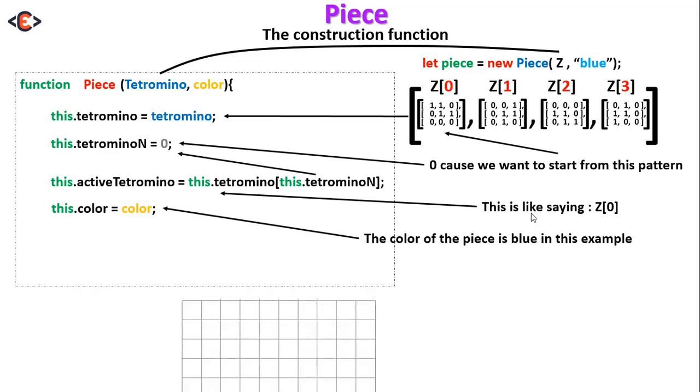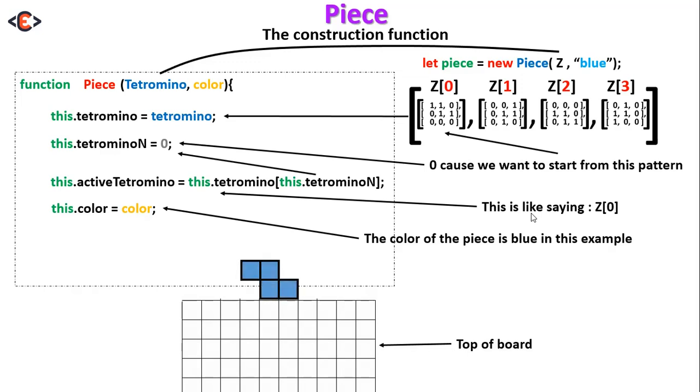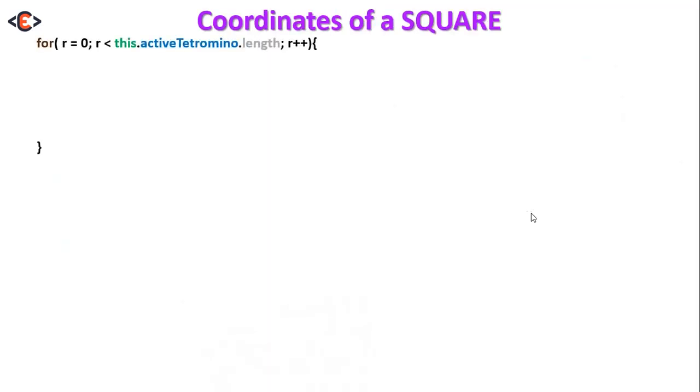Now for our pieces, this is the game board, the top of the board. Our pieces must be in this place by default before they drop down. Here is the X position. The default X position of this piece is 1, 2, 3 squares. So we must add another property which is the X position. So we'll say this.x equals 3. And then for the Y position, this is -1, -2. So this.y equals -2. Coordinates of a square.